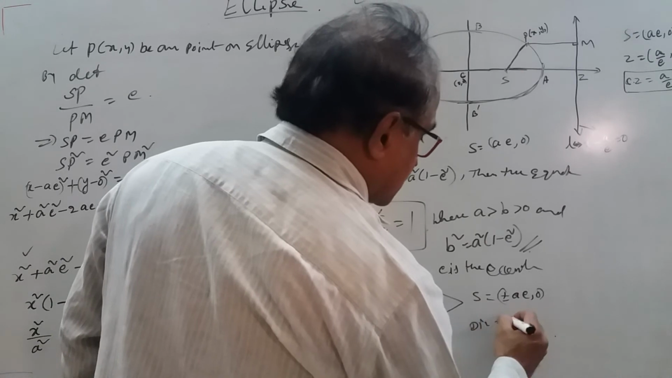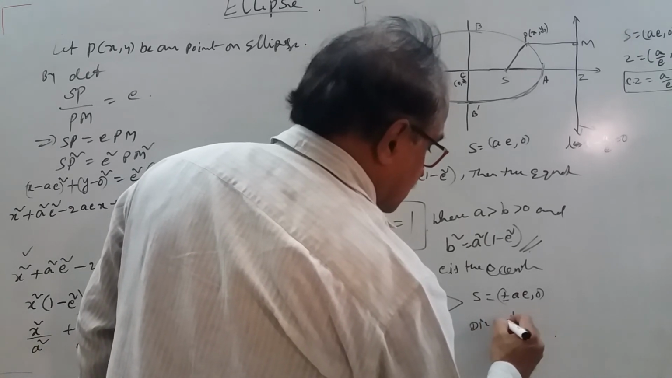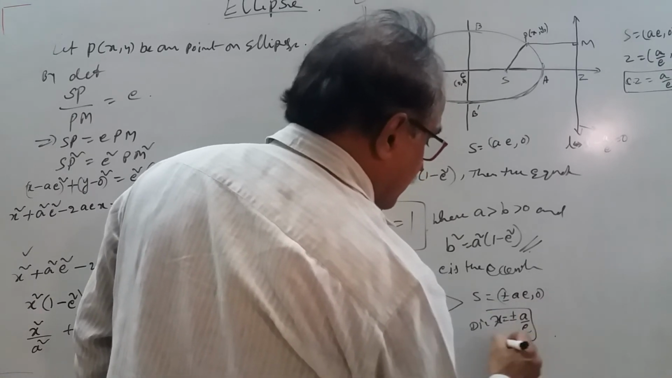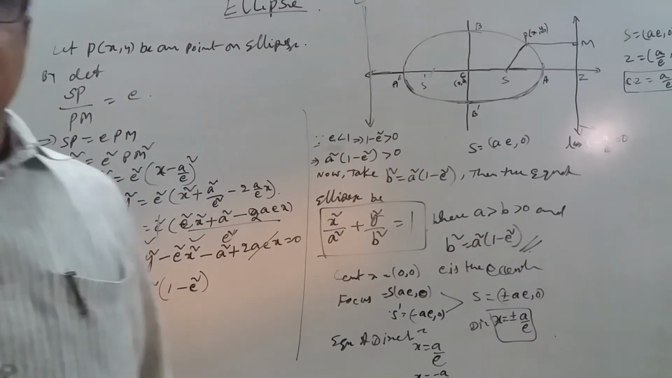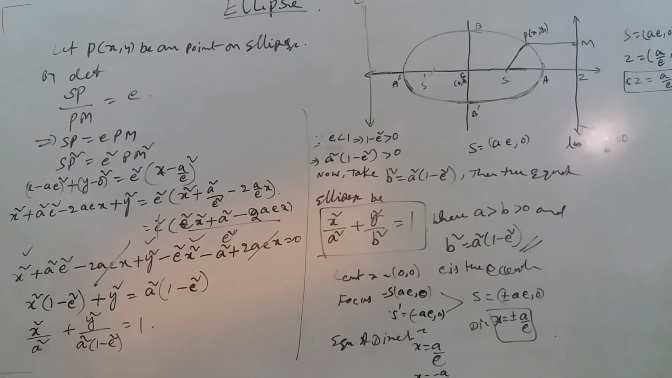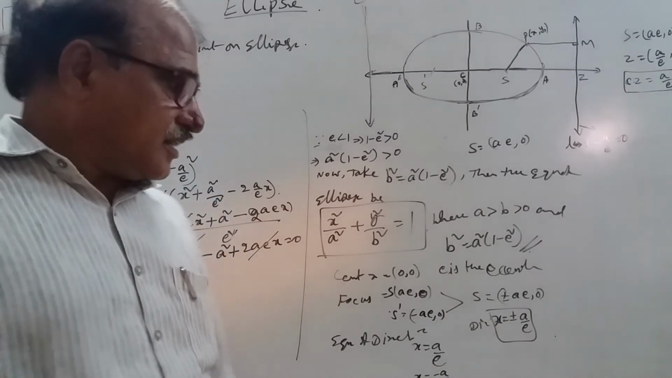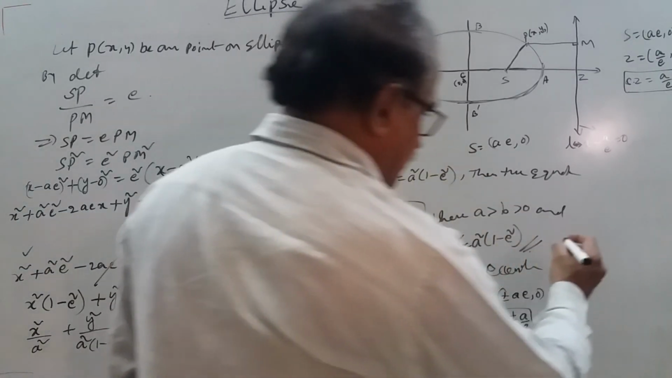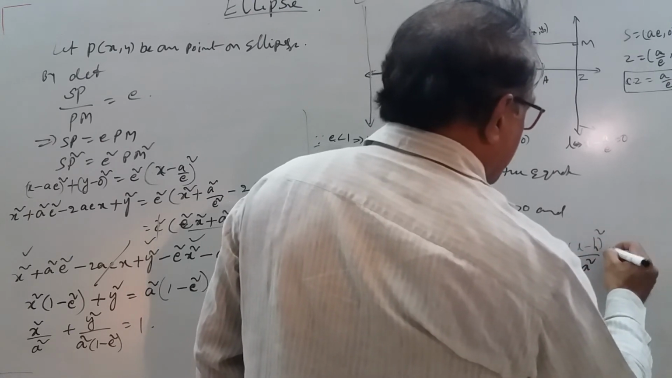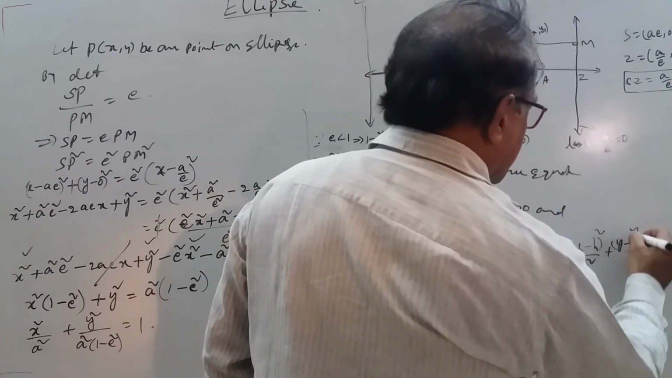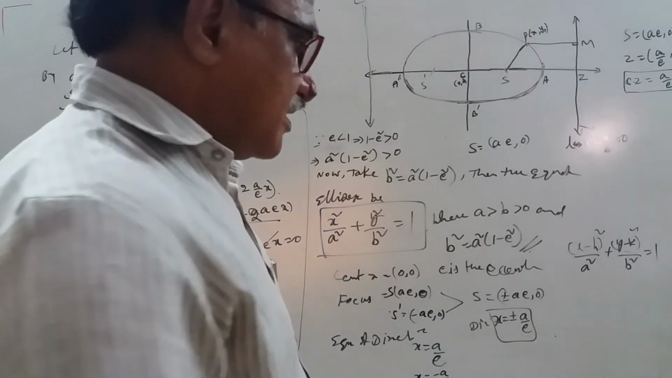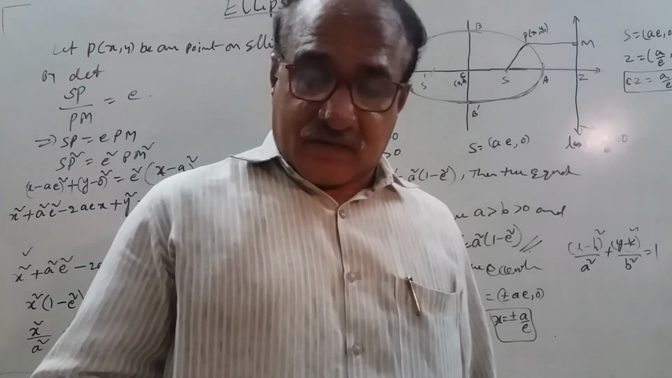Directrix: the equation of the directrix is x equal to plus or minus a by e. Take plus one time and minus the second time. If the center changes from (0, 0) to (h, k), then the equation will be in the form of (x minus h) whole square by a square plus (y minus k) whole square by b square, which is equal to 1. And here some other conditions are there.